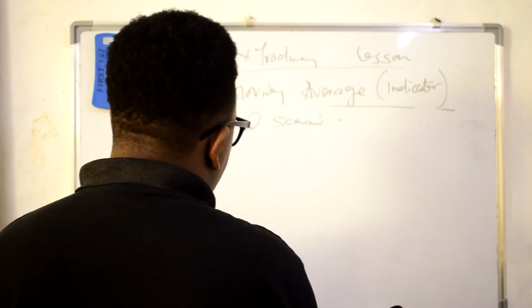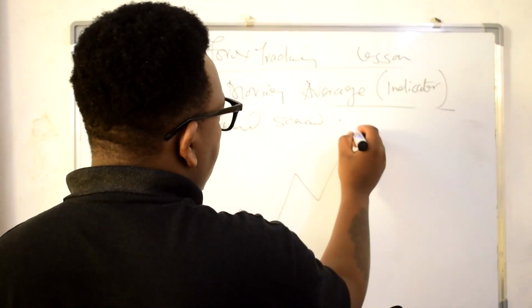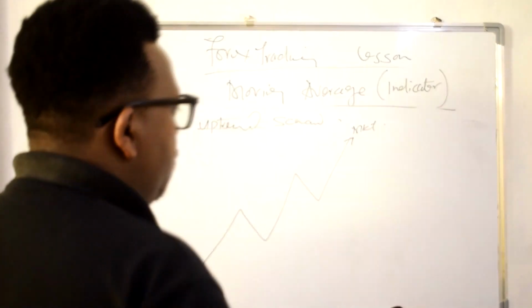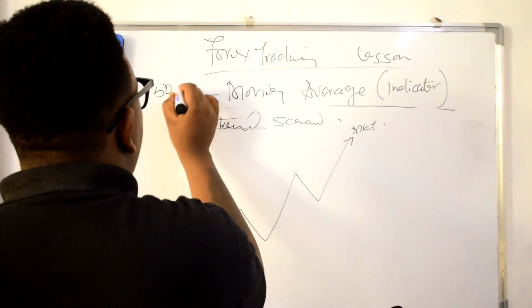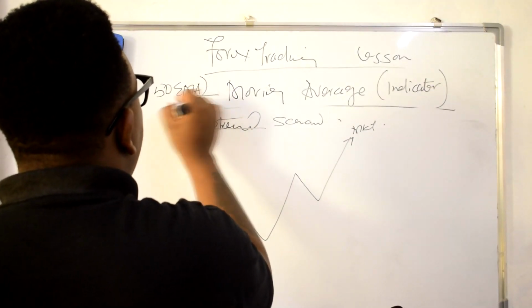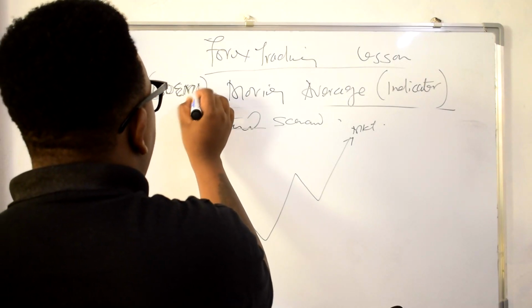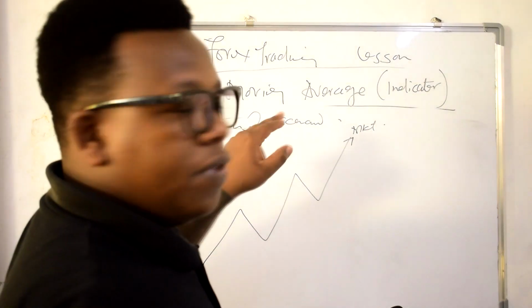So let's say the market is in an uptrend. This is an uptrend scenario. So this is the market. What you'll see with the moving average, if you look closely, and in this case I'm talking about the 50 EMA, the 50 moving average, since I normally use the 50 EMA. So it's important for you to take note of that.